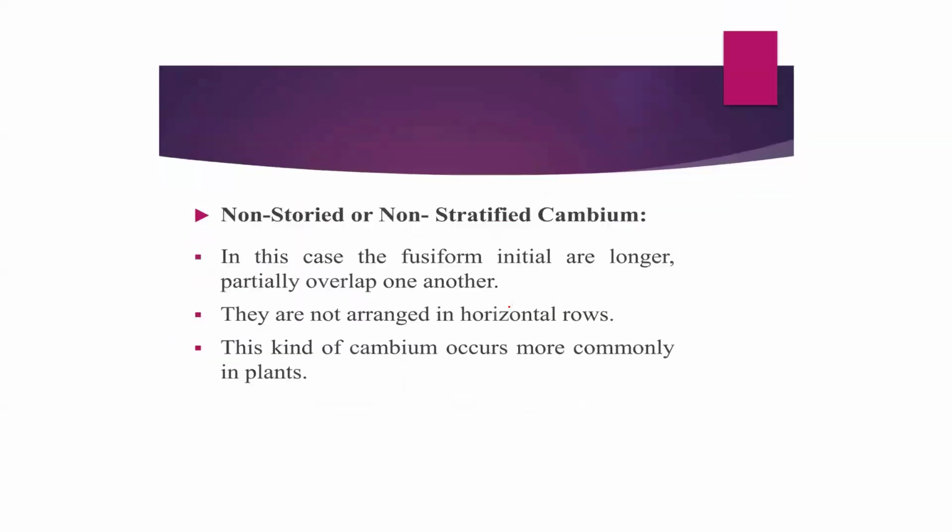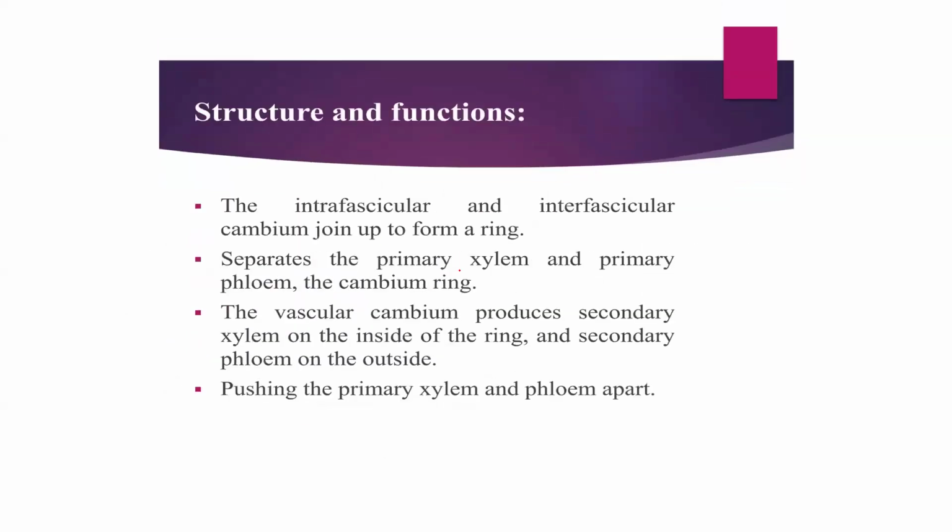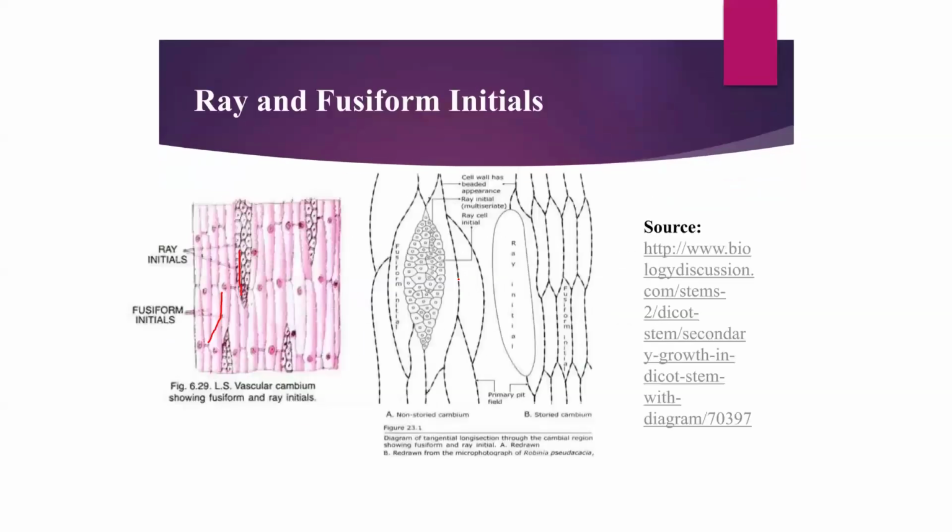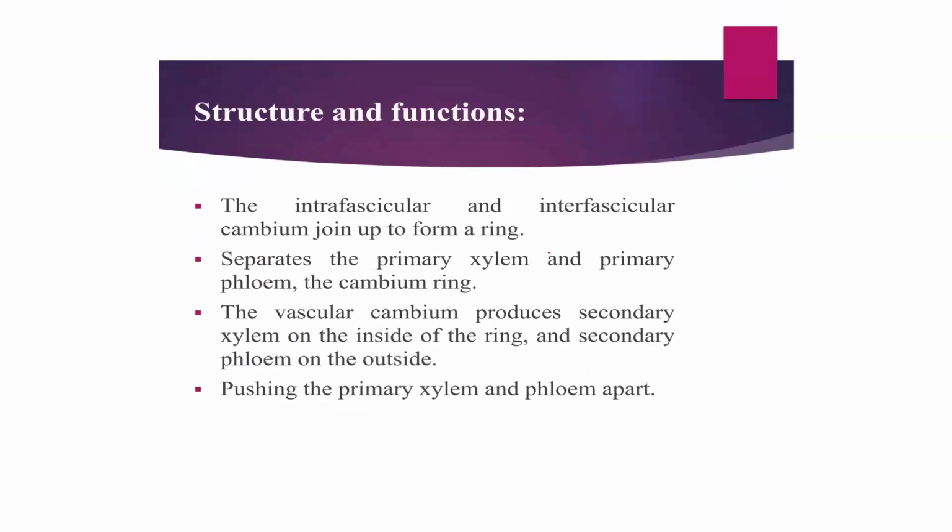Next one is the structure and function. The intravascular and interfascicular cambium join up to form a ring. Intravascular means the cambium which is present within, for example, a vascular bundle. Here this one is the xylem and this one is the phloem, and this is the intravascular cambium.